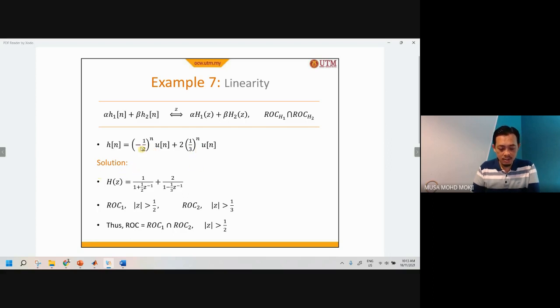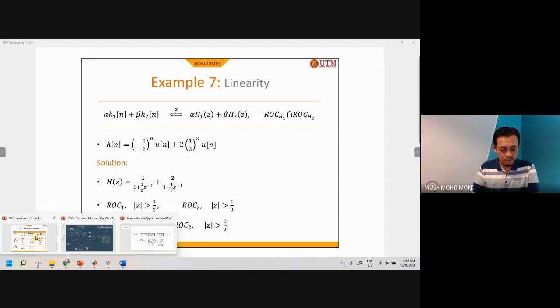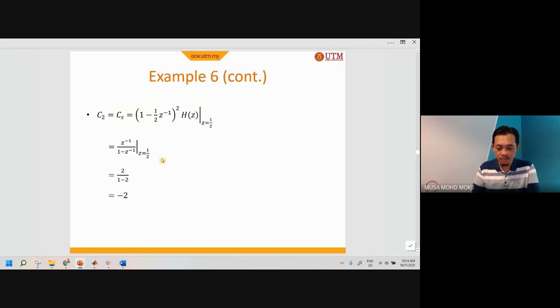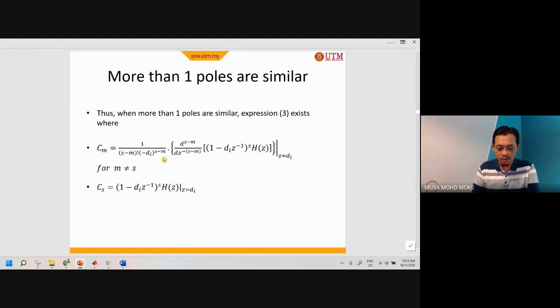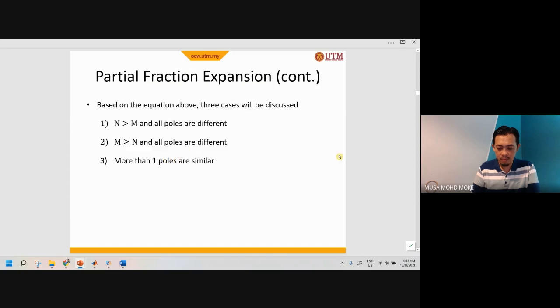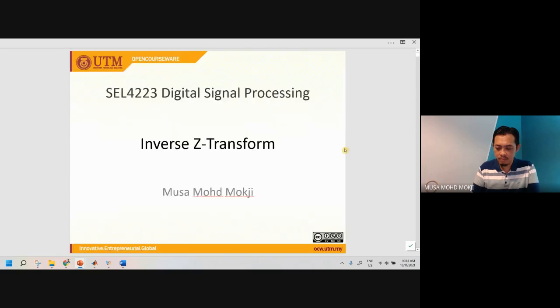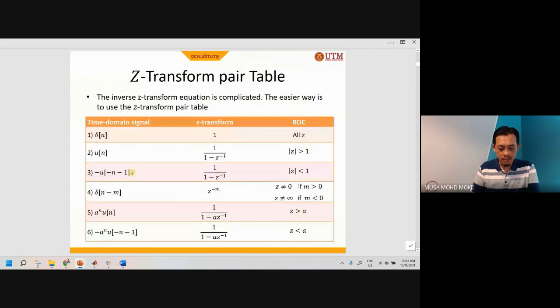So the solution is we can check this using our table. Let's see which table this is. The one, maybe table number 4, if I'm not mistaken. Table number 5. Okay, table number 5. If you have a^n u[n], you should get 1 over 1 minus a z^-1, where |z| greater than a. So that means this is for a causal system.